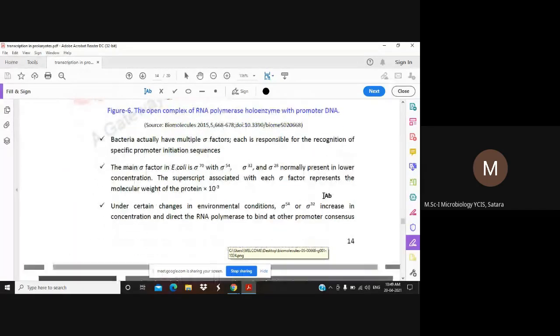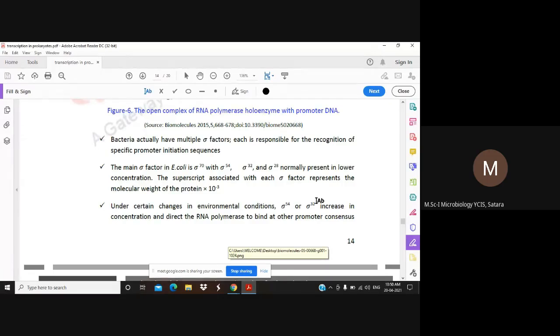Then this bacteria has multiple sigma factors. तुम्ही ऐकलं असेल, sigma factor is multiple and it is responsible for recognition of the promoter, that is initiation sequences. So the main sigma factor in E. coli is sigma 70. It is called sigma 70. Sigma 54, sigma 32 and sigma 28 are also present but in lower concentration.